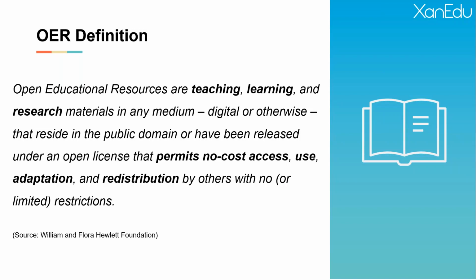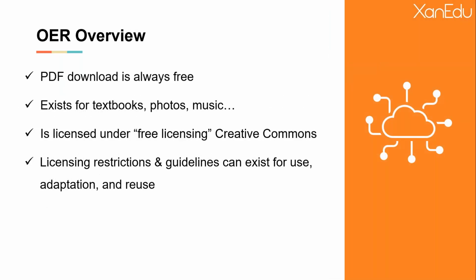So if you move on to the next slide, a couple of key bullets here. The PDF download is always free. Open resources exist not only for textbooks, but also for photos, music, and many other media. They are licensed under free licensing with Creative Commons, and there may be some restrictions and guidelines, but typically very minimal. And this is where working with a great partner like Xanadu, who is an expert in OER, can really help you weed through quality and navigate any of those guidelines in existence for the content you are looking for. So, next slide, please.